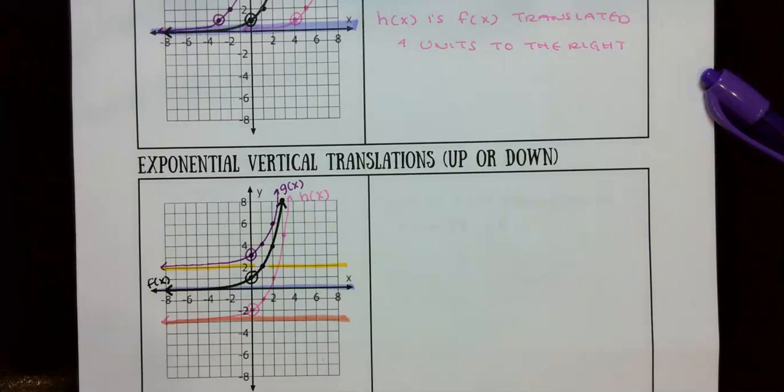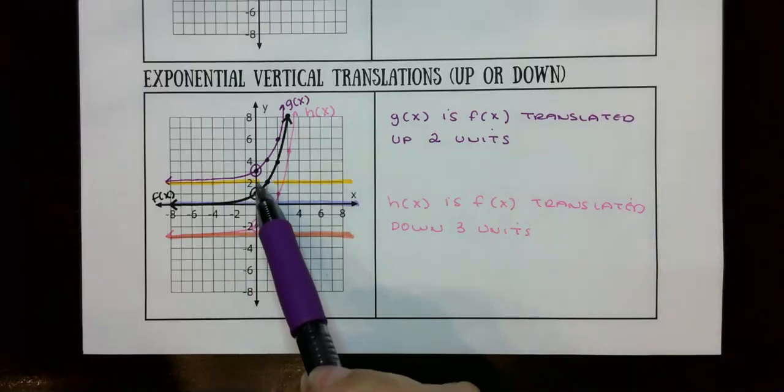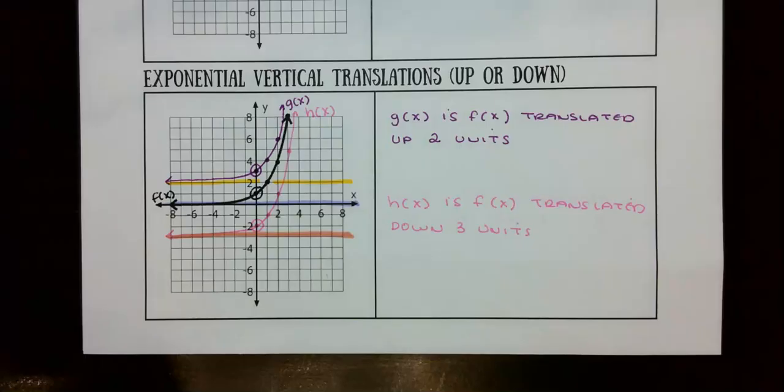So I'm going to go ahead and take the time to write out the description compared to the parent function. All right, so as you can see, I went ahead and wrote in the descriptions. We can see that g of x is f of x, but it was translated 2 units up because we're comparing the y-intercept, and we can see that it is 2 units above the original parent function y-intercept.